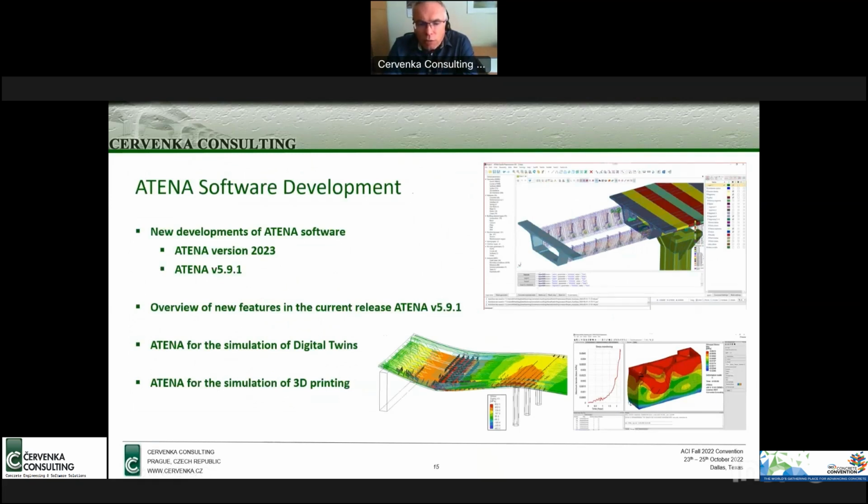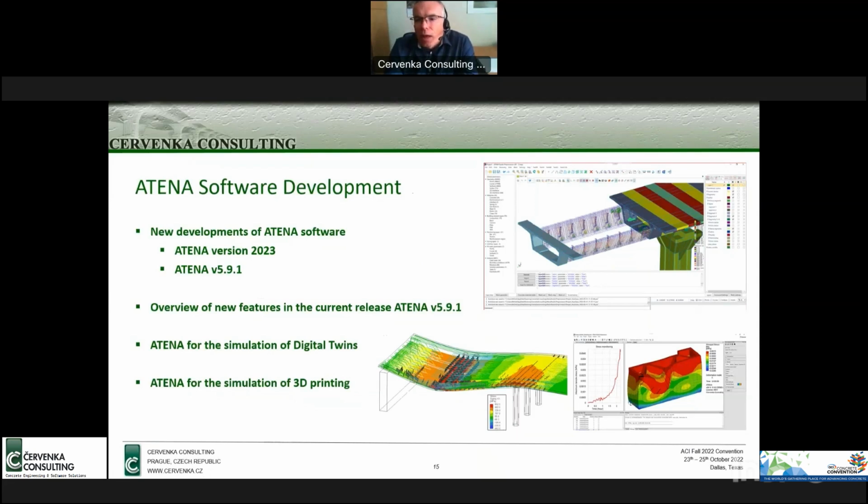So now I would like to spend the second part of my presentation informing you about the latest developments in ATENA software. One of the major development lines is that we are developing a totally new user environment for our software. We call it ATENA 2023, as we expect to release the final commercial version at the beginning of next year.